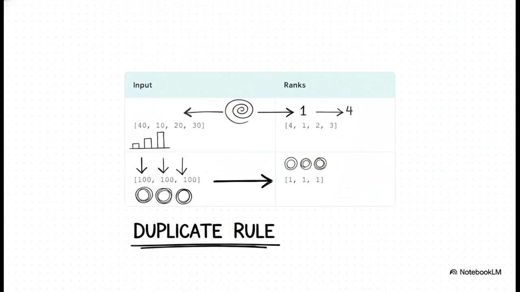Look at the first example. 10 is our smallest number, so it gets rank 1, and 40 is the largest, getting rank 4. Easy enough. But check out that second example. An array of 3 100s simply becomes an array of 3 1s. That duplicate rule is exactly why we can't just get away with doing a naive comparison of every element against every other element. It just wouldn't work.